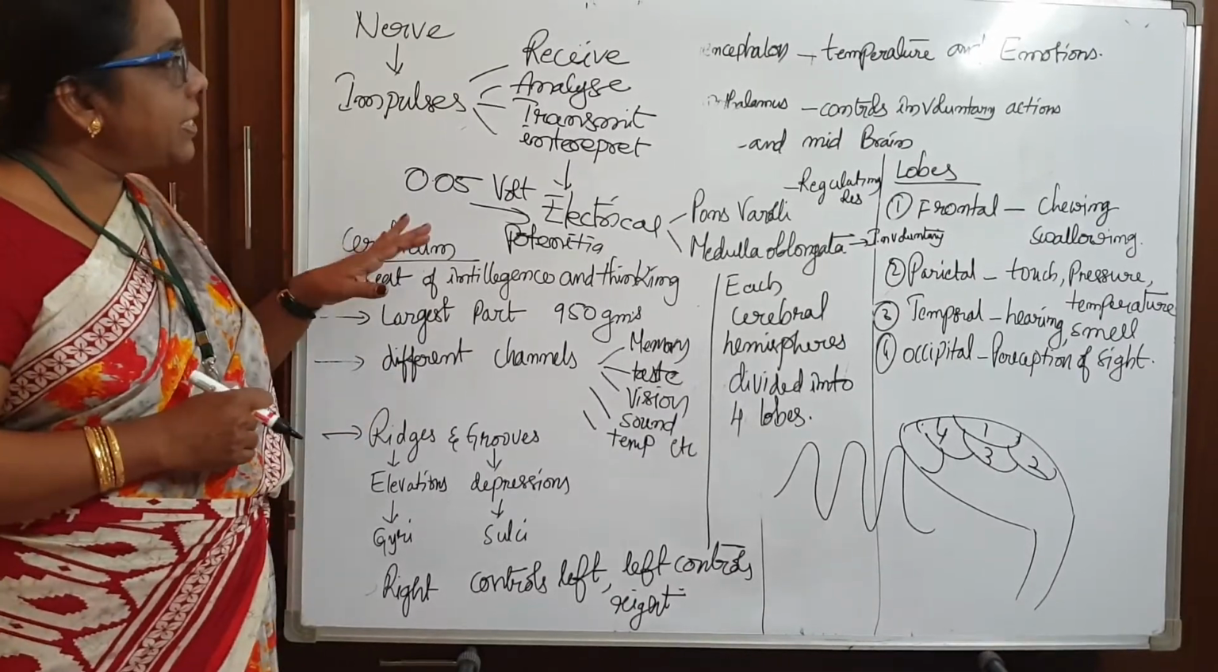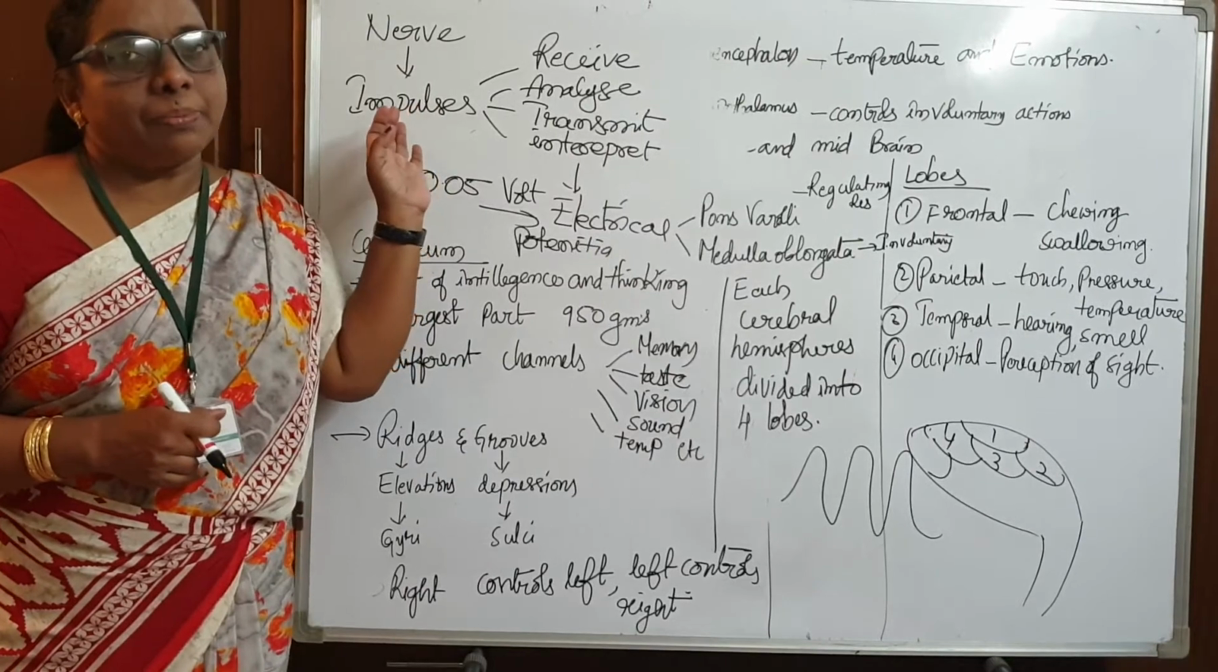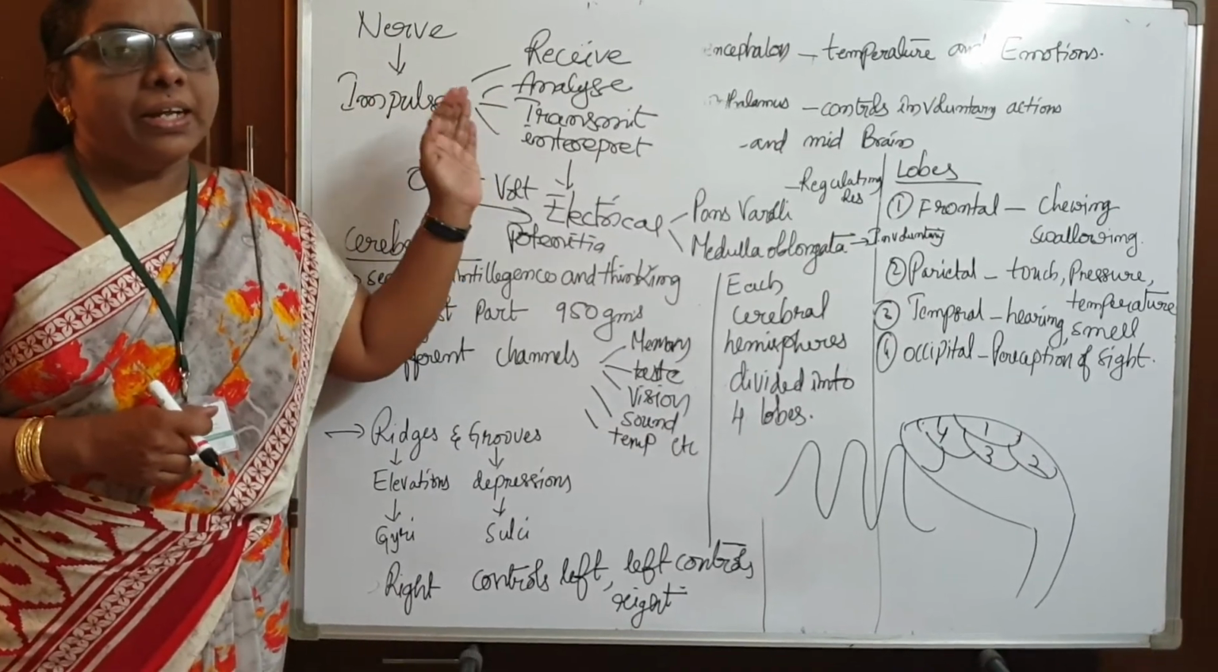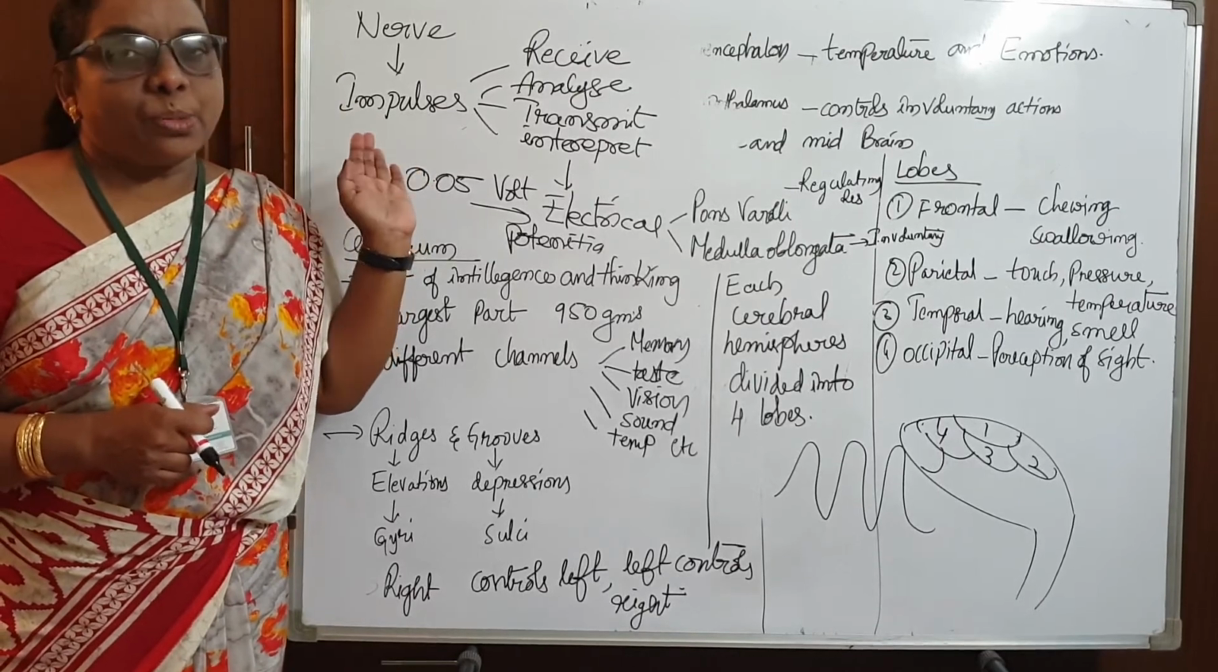Okay, children, in the next class I'll explain what the different types of nerves are, how they are divided, and what actions take place, and we'll also study the spinal cord.